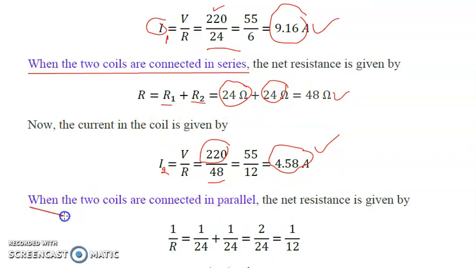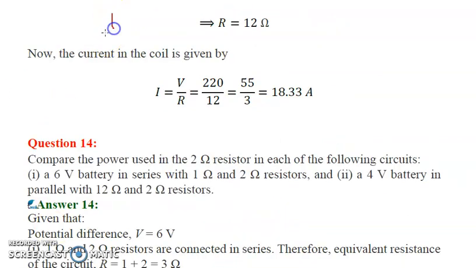Okay. The third part is when the two are connected in parallel. The net resistance is given by 1 upon R equals 1 upon R1 plus 1 upon R2. It means 1 upon 24 plus 1 upon 24, because each resistance has the value 24. So that is 2 upon 24, which means 1 by 12. Since 1 upon R is equal to 1 upon 12, the resistance would be 12 ohm.